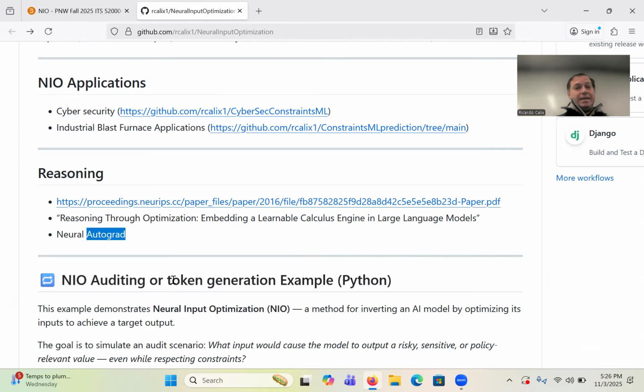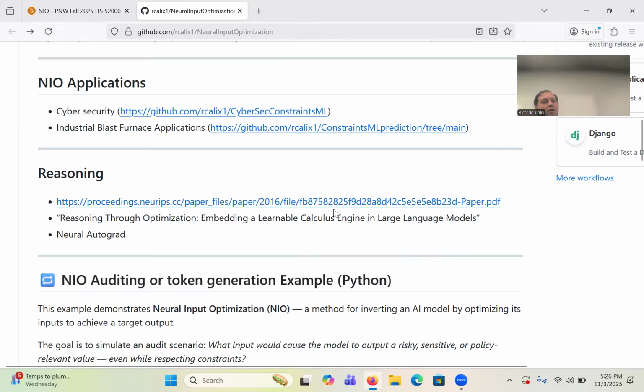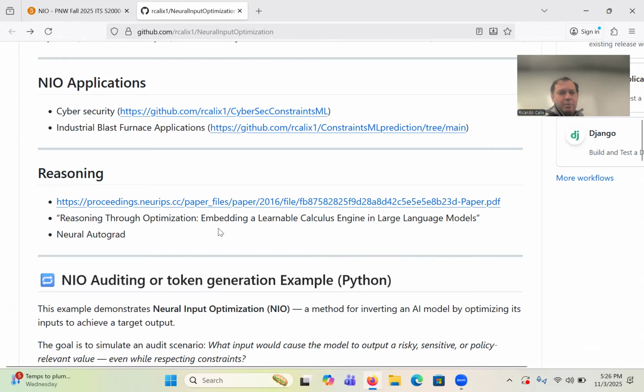I included this paper here. You can read it if you're interested. It's already trying to do something like that. So you can see people are already trying to make these GPT models even smarter. I think the name is Reasoning through Optimization: Embedding a Learnable Calculus Engine in Large Language Models. My point with those two examples is for you to understand that the differentiation, the autograd, happens in PyTorch, not in the neural network.